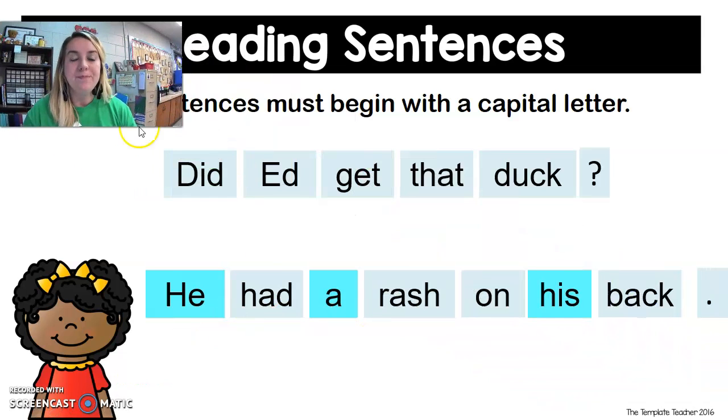There we go. Okay, so did this sentence start with a capital letter? Look at that first letter. That's an H. Is it a capital H? Sure thing. So it did start with a capital. Let's double check that we ended it. Did we put a punctuation mark at the end? That's a period. That's an ending mark.